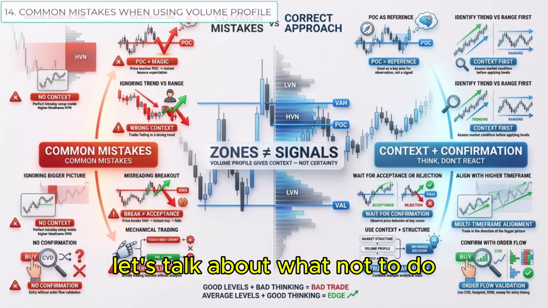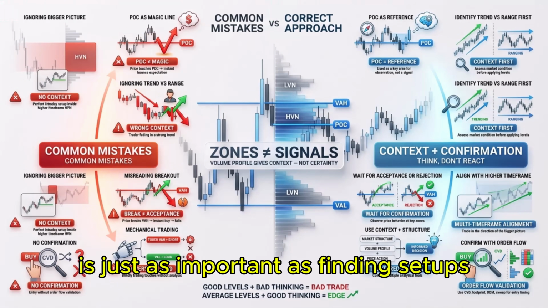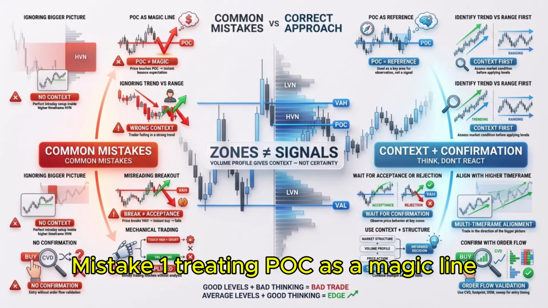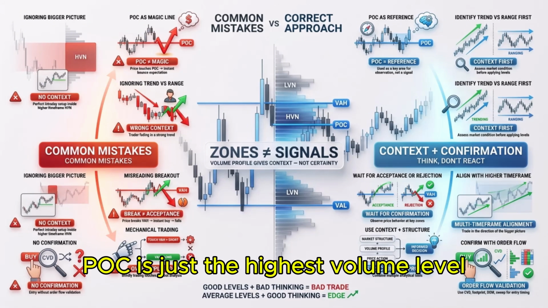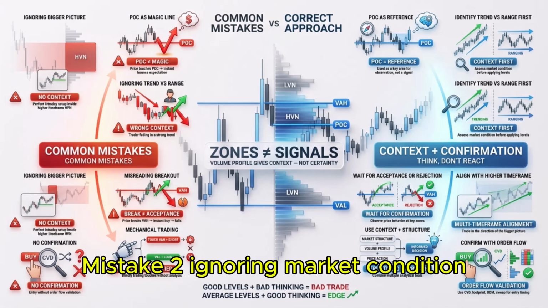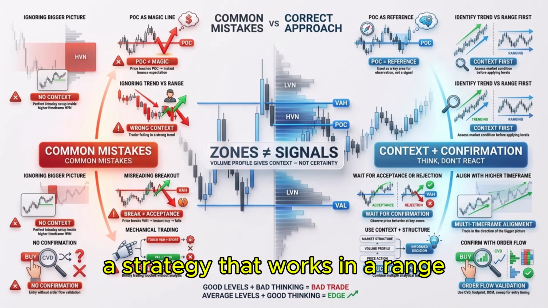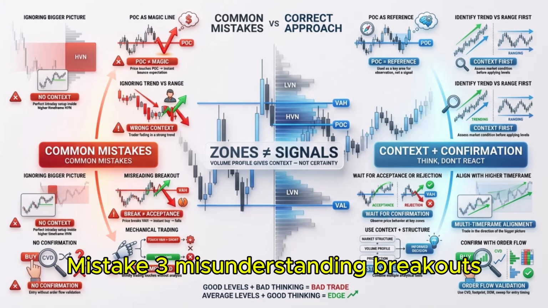Let's talk about what not to do, because avoiding mistakes is just as important as finding setups. Mistake 1. Treating POC as a magic line. POC is just the highest volume level. It does not mean price will automatically react there. Mistake 2. Ignoring market condition. A strategy that works in a range can fail badly in a trend. Context is everything.